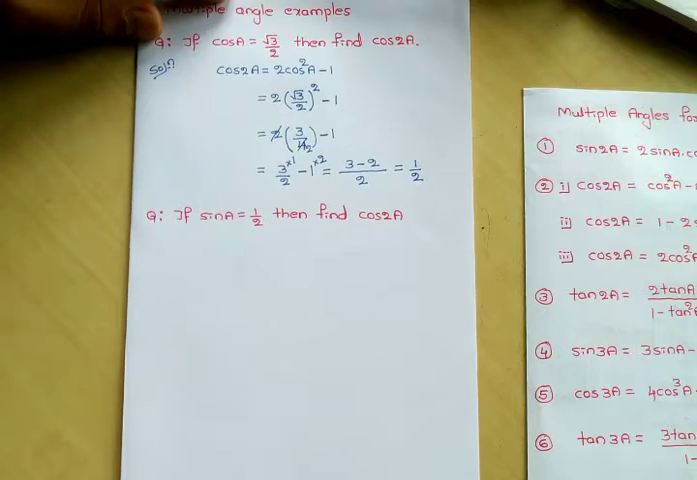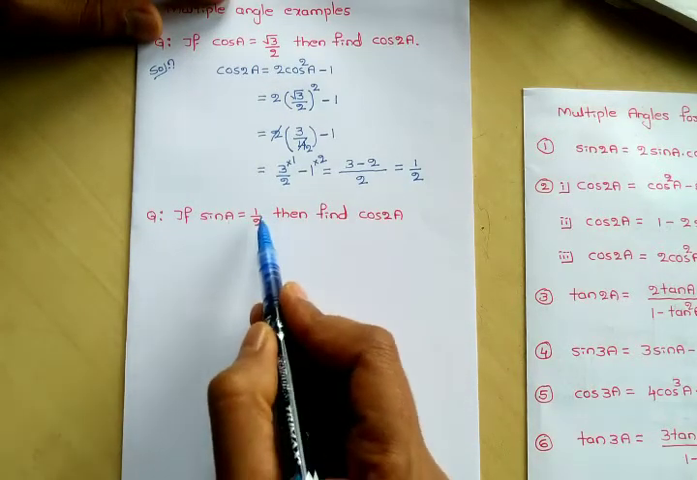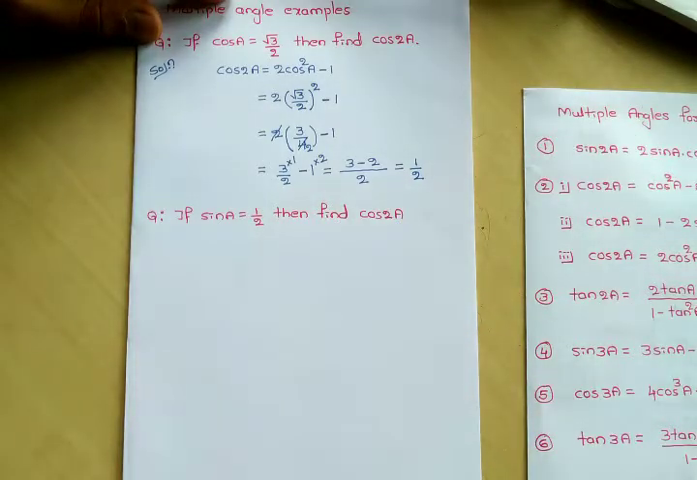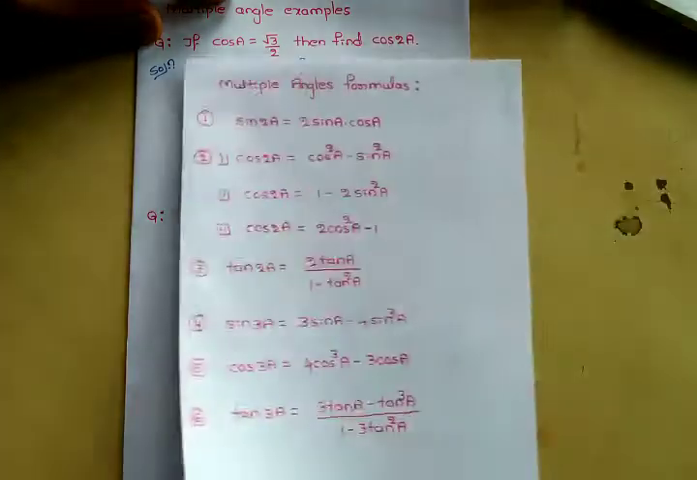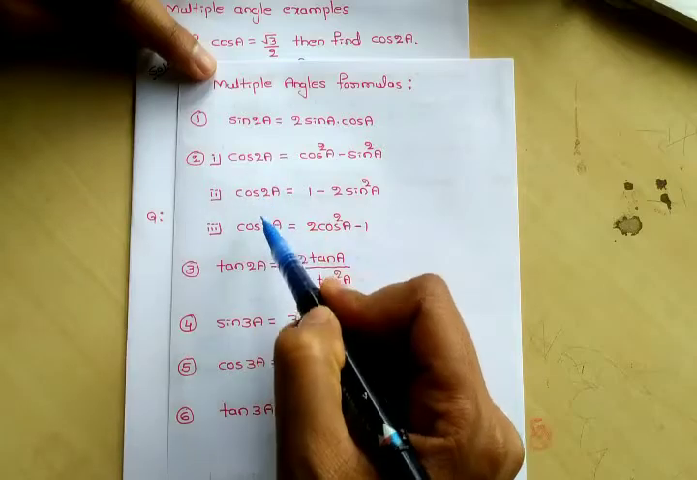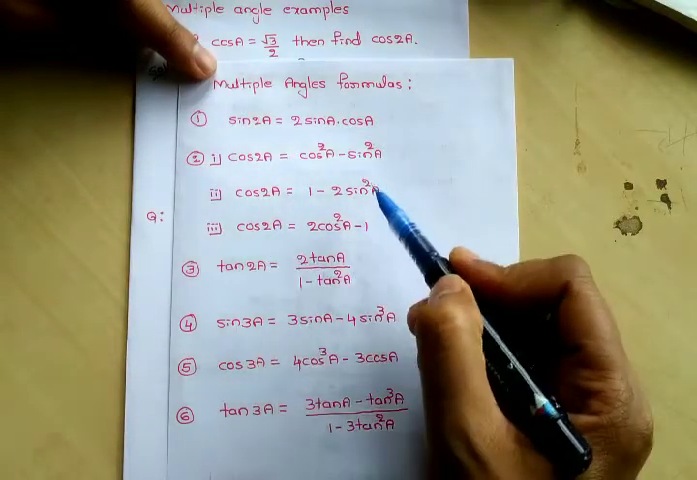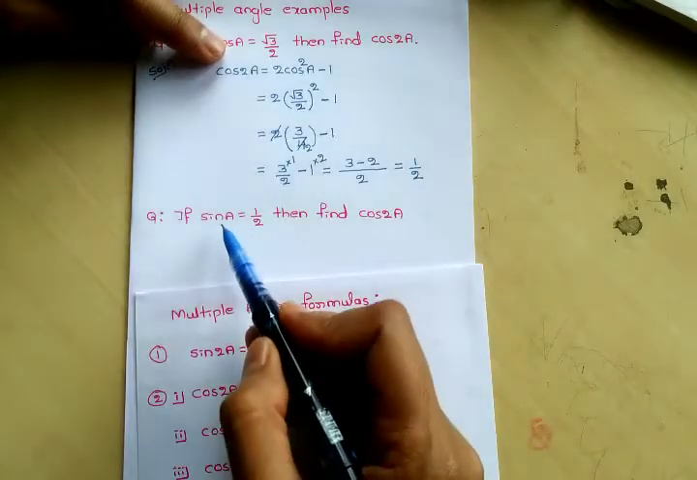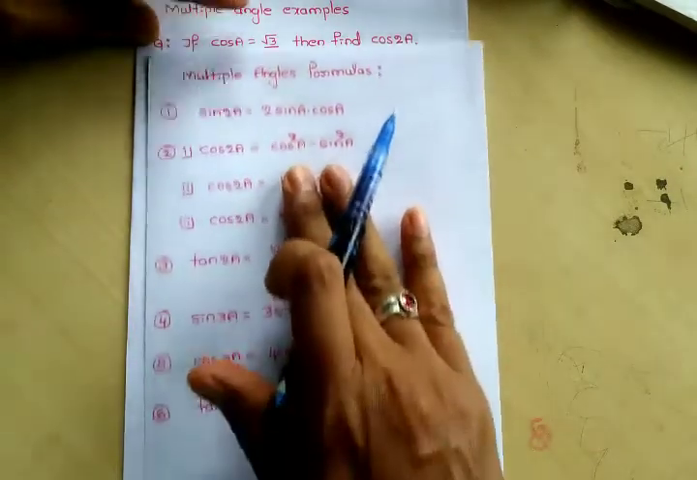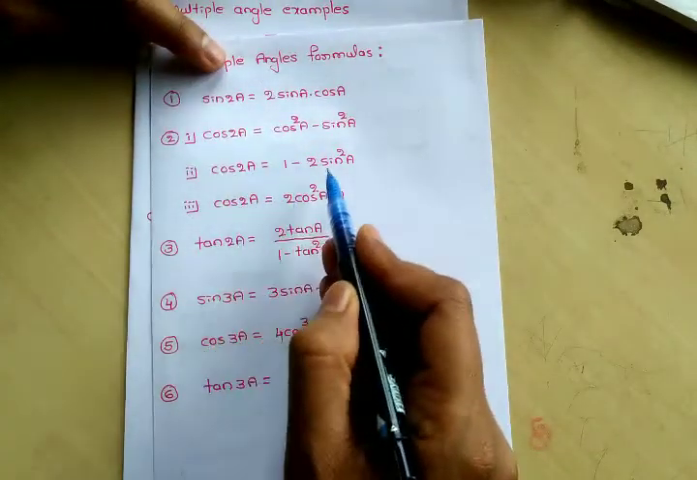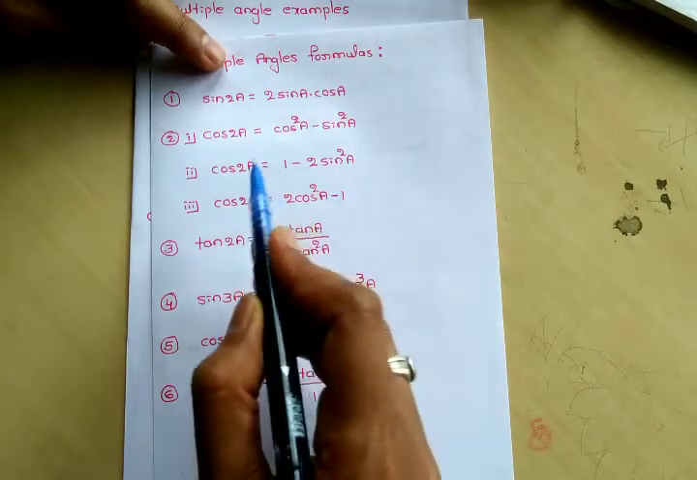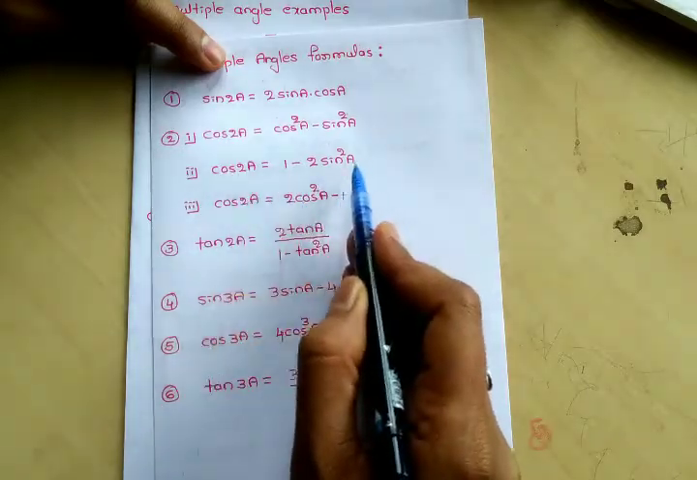Next question. If sin a is equal to 1 divided by 2, then find cos 2a. Here we need to apply which formula? These three are cos 2a formulas only. In that you need to apply the second one, because the sin a value is given. In the second formula, only sin a is present. Therefore I am going to apply the second formula.